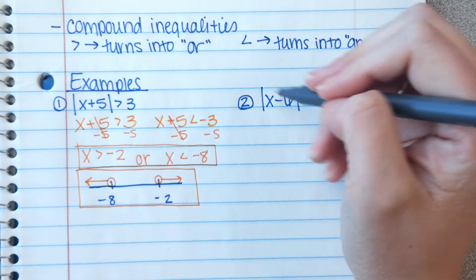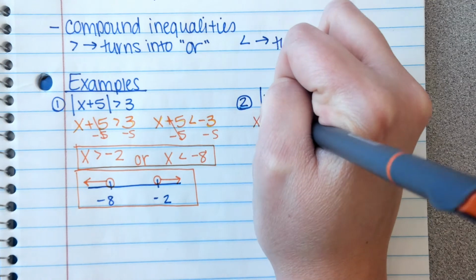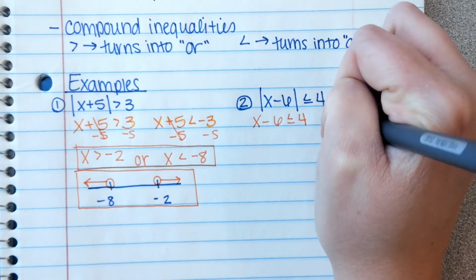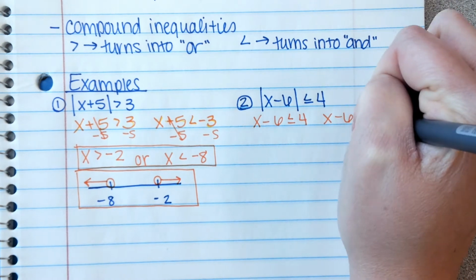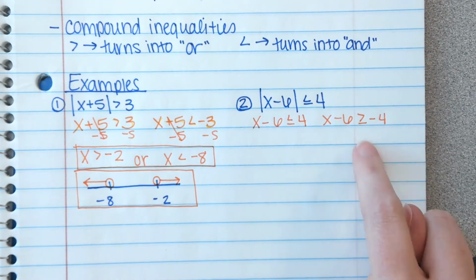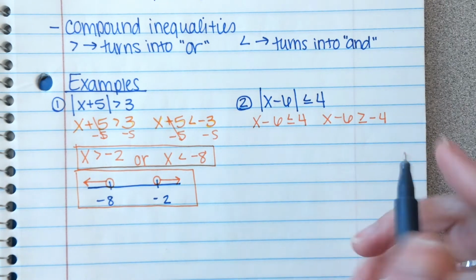All right, we don't have any operations on the outside of the bars, so let's go straight to 2 inequalities. X minus 6 is less than or equal to 4. X minus 6 is greater than or equal to negative 4. Remember, flip the symbol and the sign on that second one. All right, let's solve them.